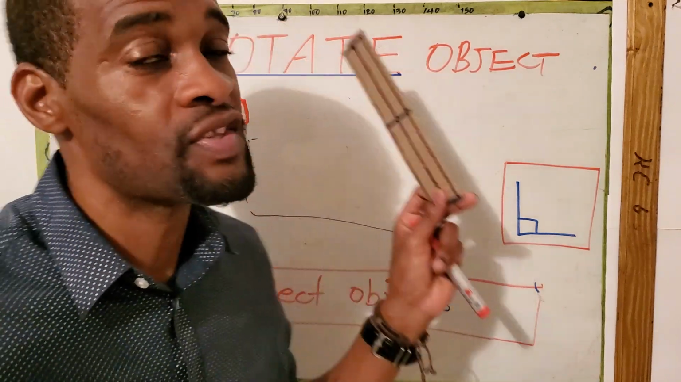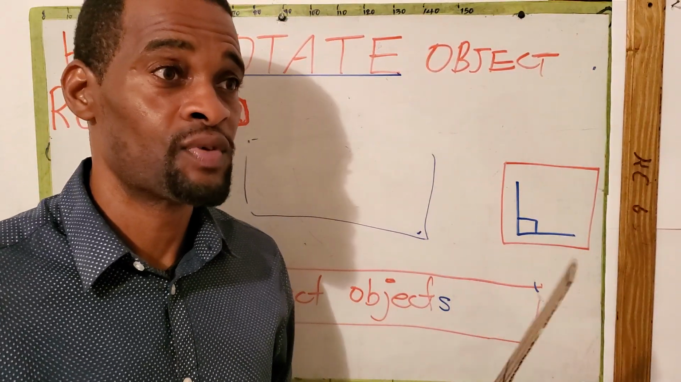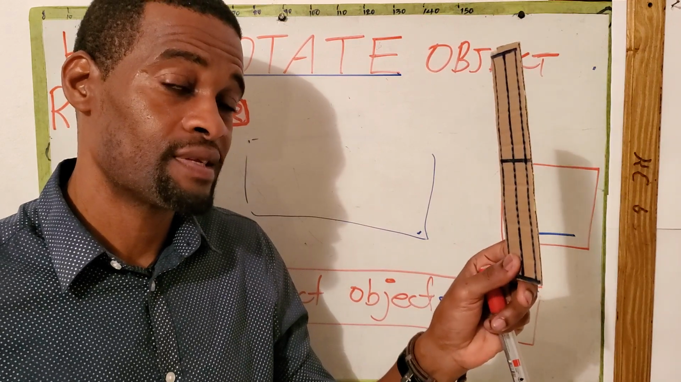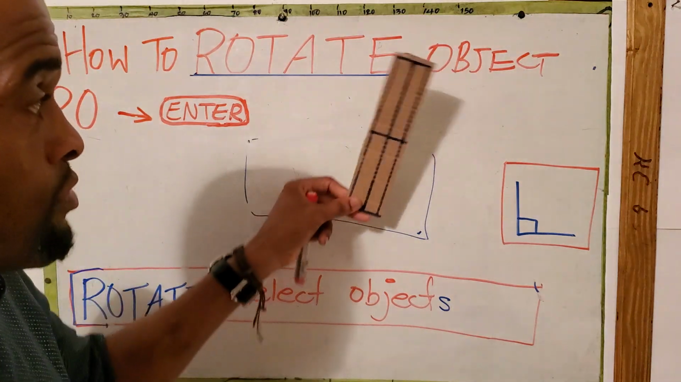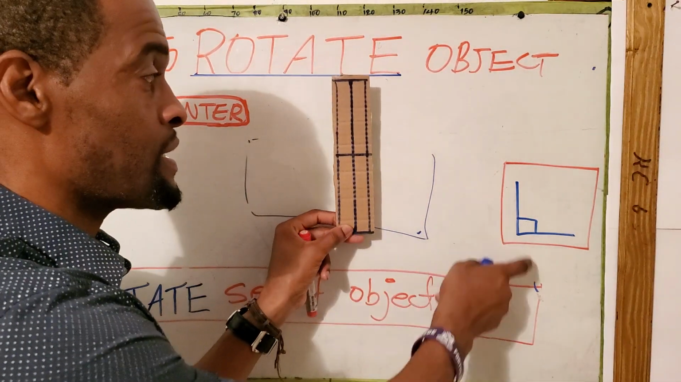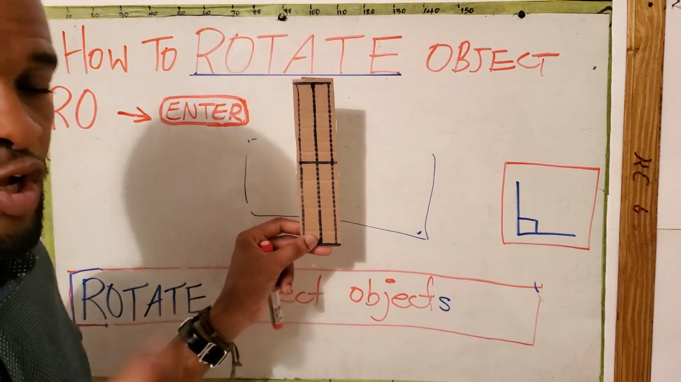Okay guys, that's all there is for rotation. In my next video, I'll show you how to rotate slash copy, or to rotate an object and still maintain the original shape. Next video, look out for it.